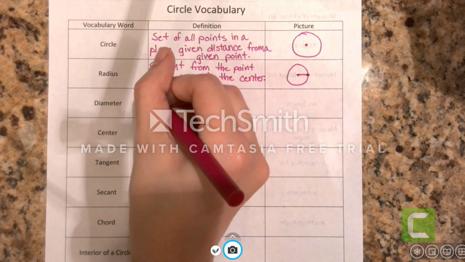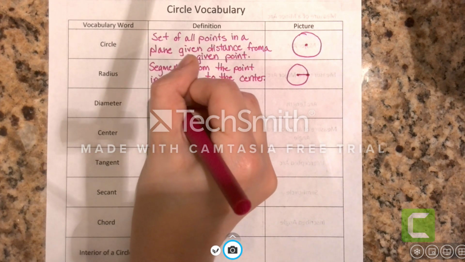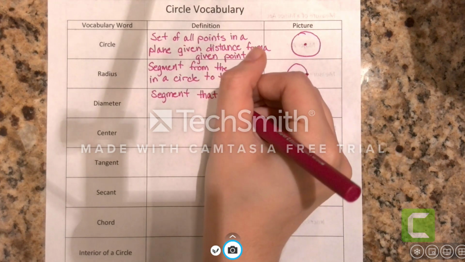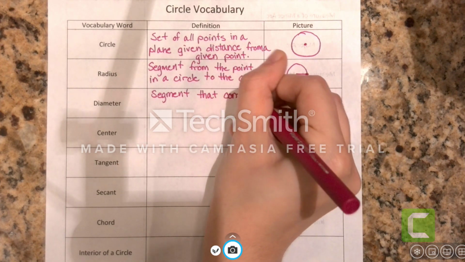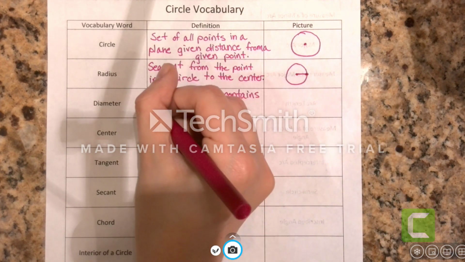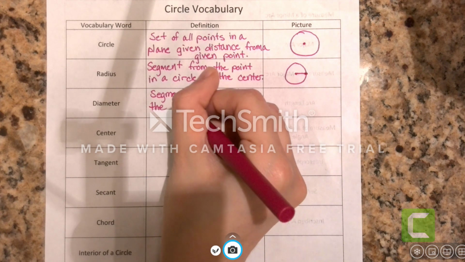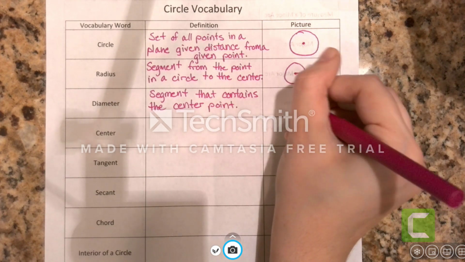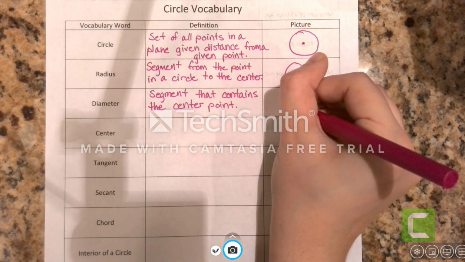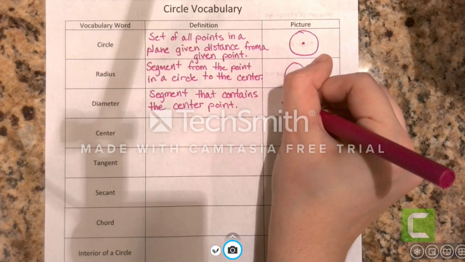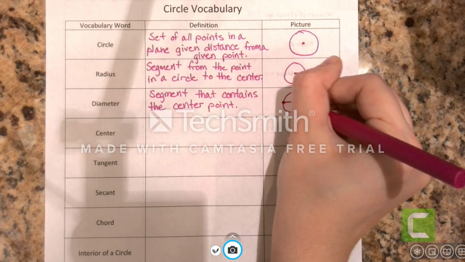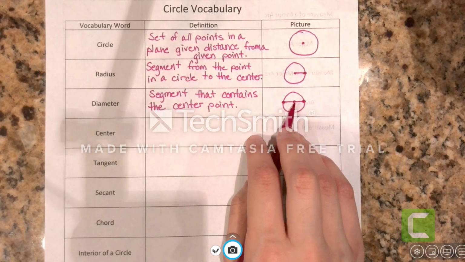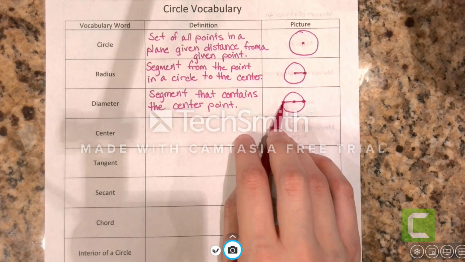And a diameter is a segment that contains or has the center point. And again, much like the radius, it's going to be one long segment that connects to the edge of the circle. The only difference is that instead of stopping at the center point, it goes all the way across to the edge of the circle again.